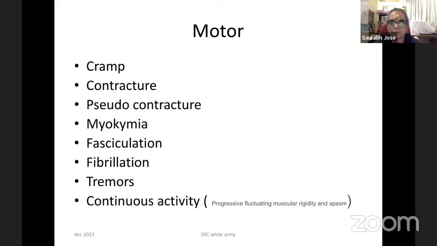Myokymia is a vermiform activity seen in the muscle, which is due to contiguous activation of adjoining motor units, commonly seen in acute denervation, like Guillain-Barré syndrome, or it can be seen in metabolic disorders. It can sometimes be seen in VGKC syndrome, autoimmune disorders. Then what is fasciculation? Fasciculation is spontaneous contraction of a motor unit due to ephaptic conduction in the terminal axon. What is that? The motor neurons come from the anterior horn cell, as we saw.